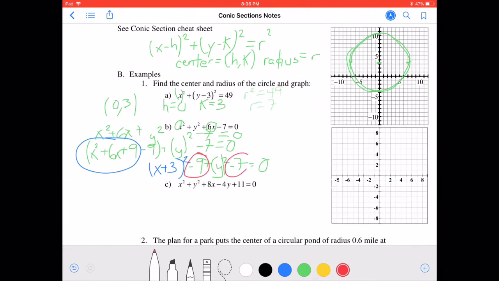I'm going to combine these two numbers. So now I'm going to get x plus 3 squared plus y squared, and then minus 9 minus 7 is minus 16.